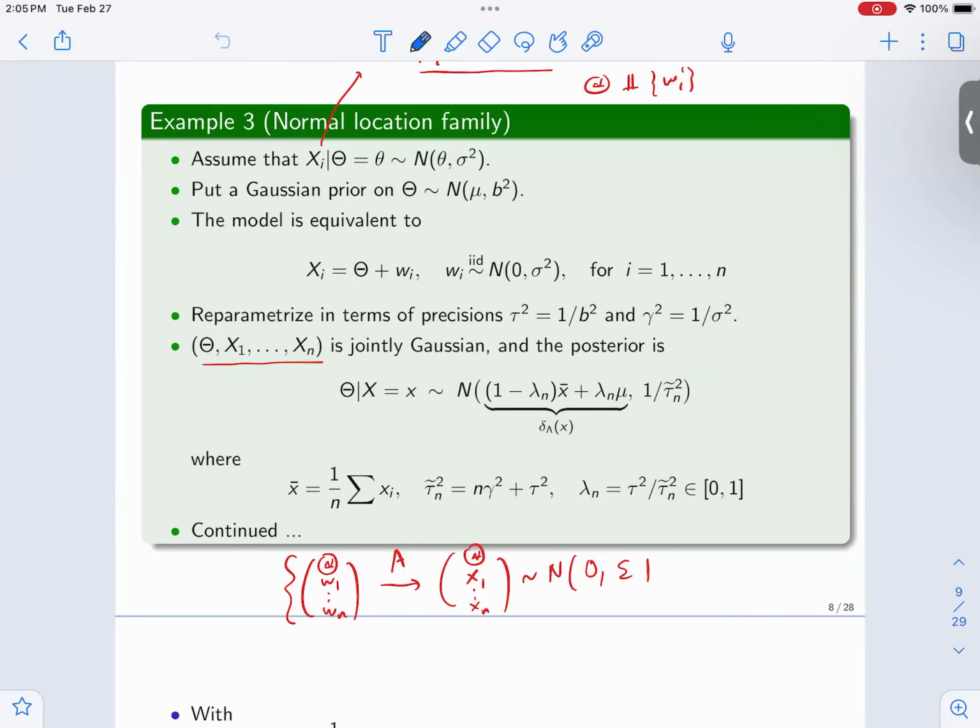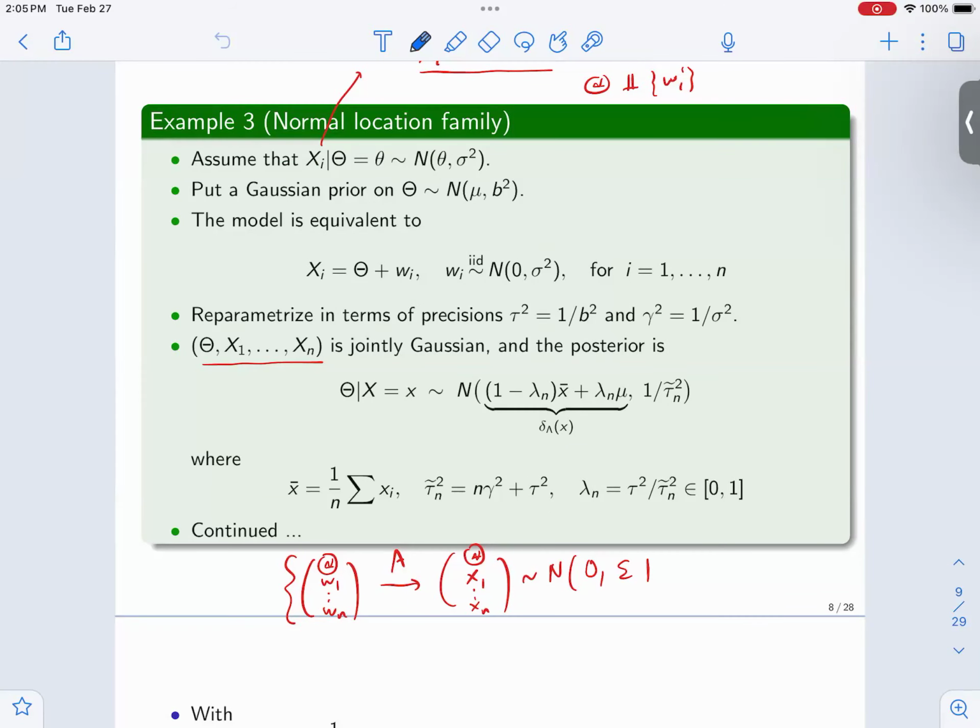The idea is that if you have a normal location family, with theta being the unknown parameter and sigma squared being known, then a Gaussian prior would be conjugate. So you put a Gaussian prior on theta, and then you can calculate the posterior using the general idea that the posterior is proportional to the likelihood times the prior, and sometimes I'll write it like that.